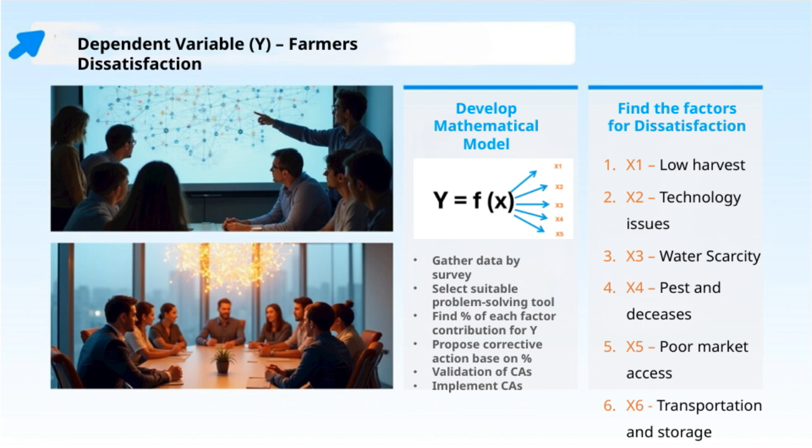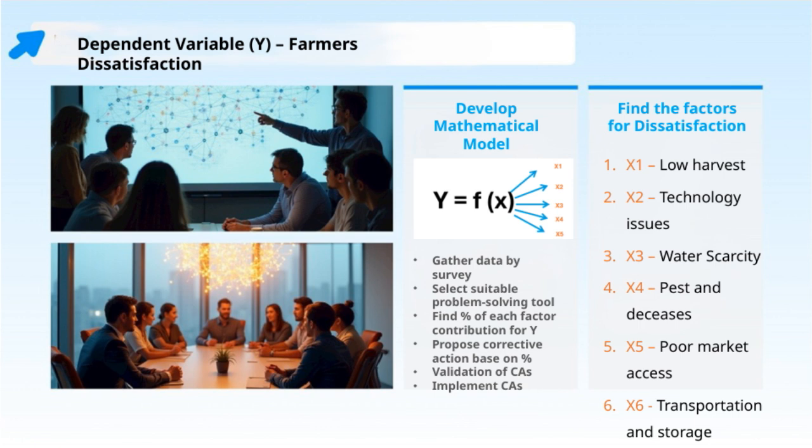Then we determine the percentage contribution of each factor, like low harvest, technology issues, water scarcity, pests and diseases, poor market access, transportation and storage, and labor shortages, toward the overall dissatisfaction, which we label as y. This helps us identify which factors have the biggest impact. Based on these percentages, we propose targeted corrective actions to address the main issues.